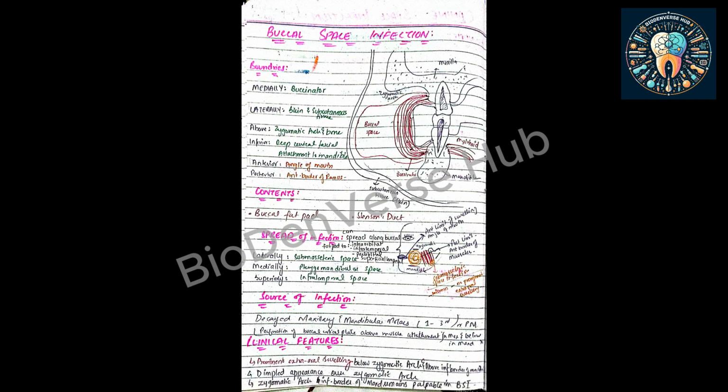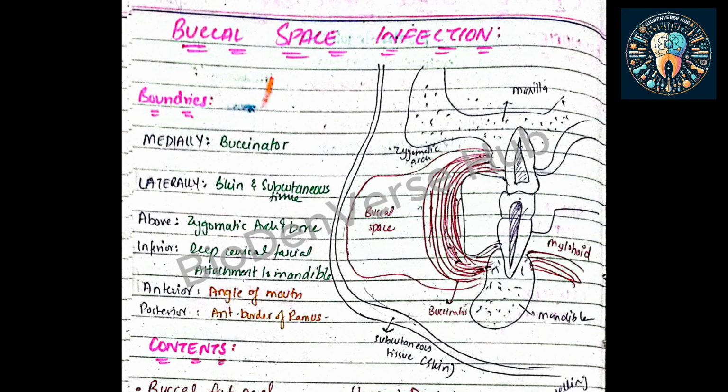The boundaries include: medially, it is bounded by the buccinator muscle, we can see in the diagram as well. Laterally, skin and subcutaneous tissue. Above we have the zygomatic arch and bone, and inferiorly we have the deep cervical fascial attachment to the mandible. Anteriorly we have the angle of the mouth, and posteriorly we have the anterior border of the ramus.